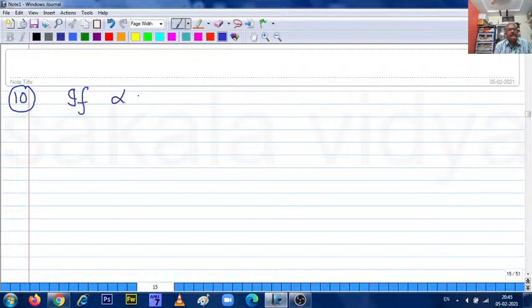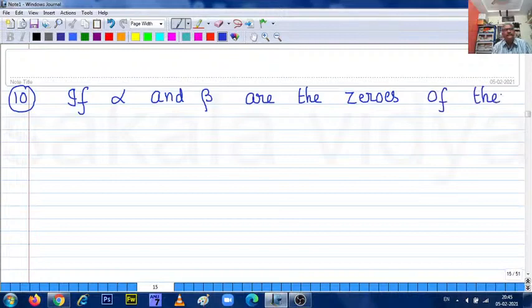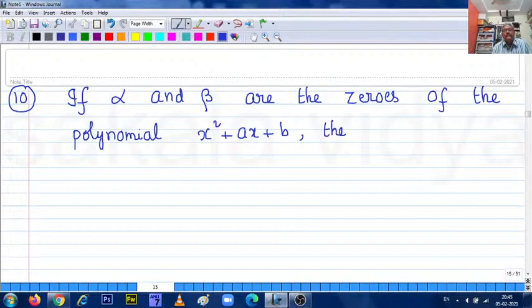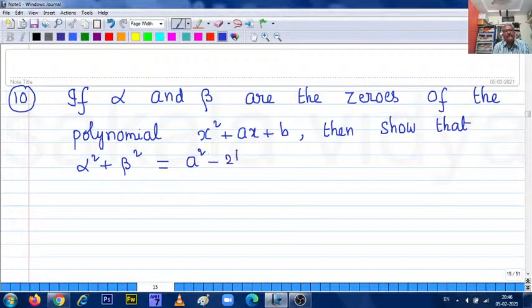If alpha and beta are the zeros of the polynomial x square plus ax plus b, then show that alpha square plus beta square equals a square minus 2b. This is the question.